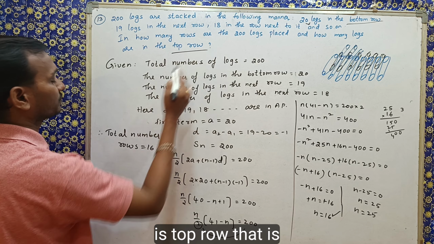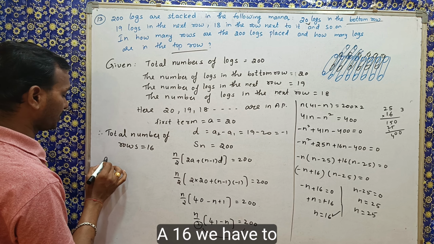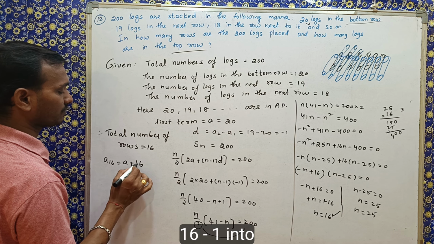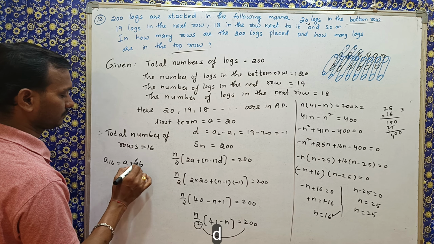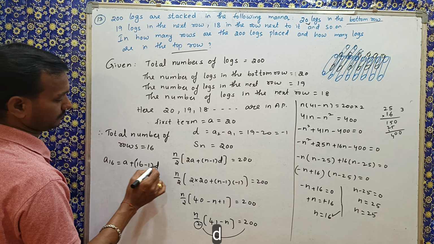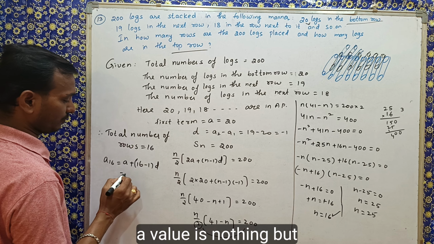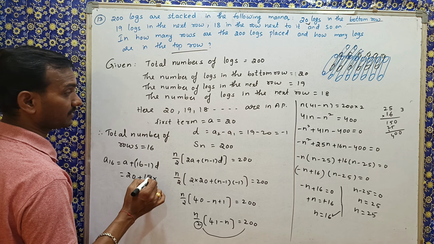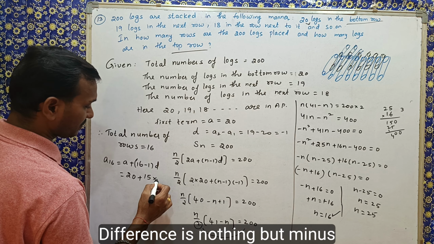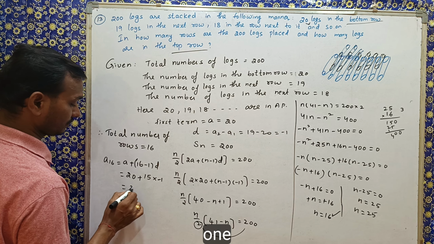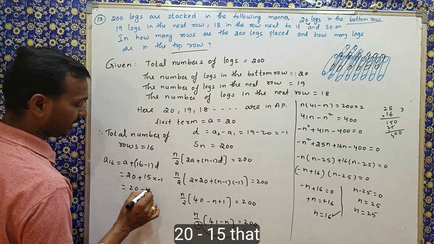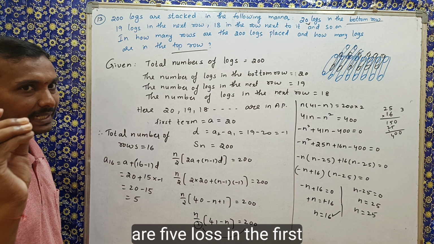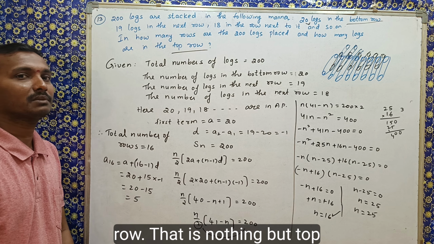That is top row. That is a16 we have to calculate. A plus 16 minus 1 into d. A value is nothing but 20, 16 minus 1 is nothing but 15, difference is nothing but minus 1. 20 minus 15, that will give you 5. There are 5 logs in the first row, that is nothing but top row.